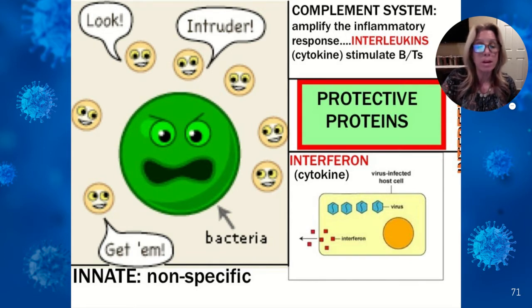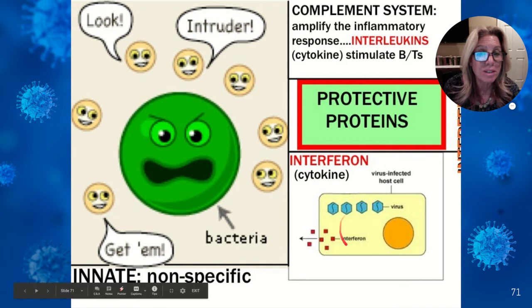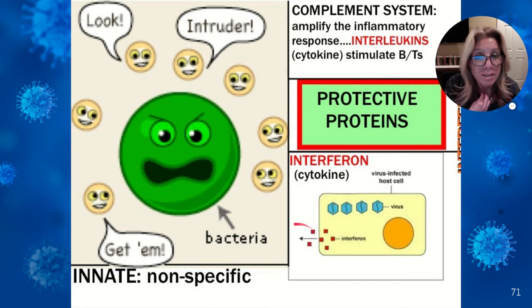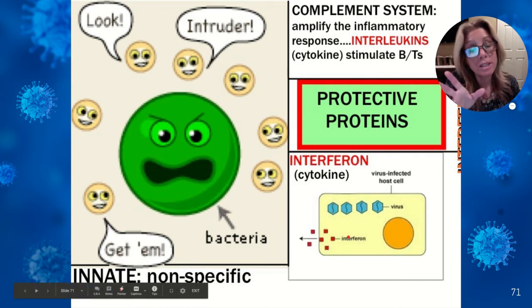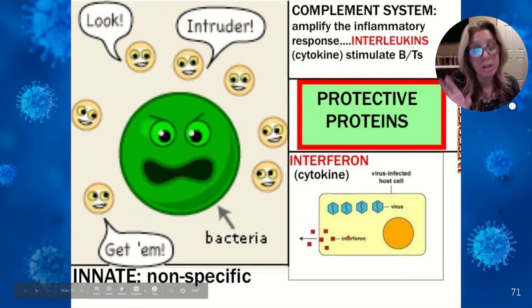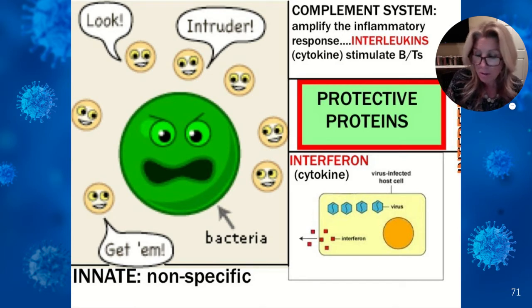Now, there's a couple chemical signals. One type of cytokine is called interferon. And interferon is released by viral infected cells. So when your own cells are infected, they will release this interferon as a warning to neighboring cells to protect themselves against that virus. So interferon is released by virus-infected cells as a warning to protect other cells.